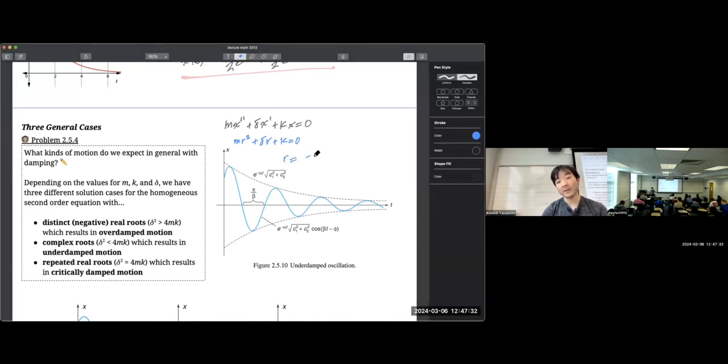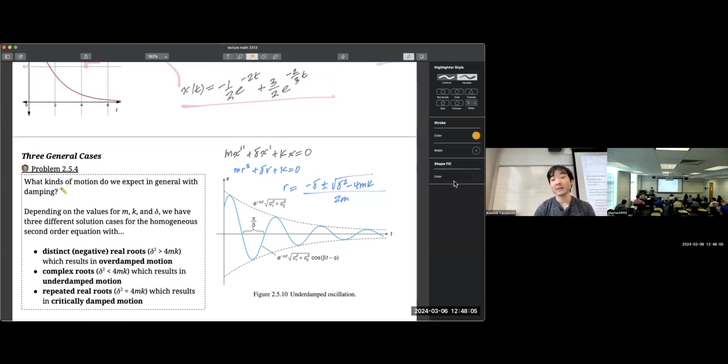The quadratic formula is negative b, which is the delta, plus or minus the square root of b squared minus 4ac, so 4mk, over 2a, which is 2m. Let's keep m, delta, and k general, m being the mass, delta being the damping coefficient, and k being the spring constant. Your characteristic equation will be this, and your r will always be this by the quadratic formula. There are going to be three cases: distinct real roots, repeated real roots, or complex roots. It all depends on the sign of the thing inside the square root.